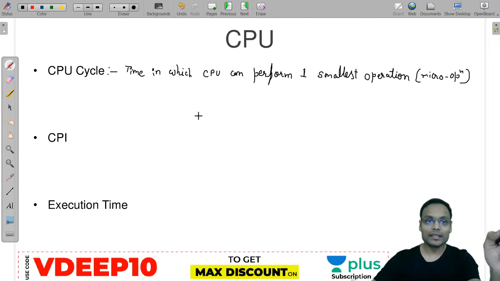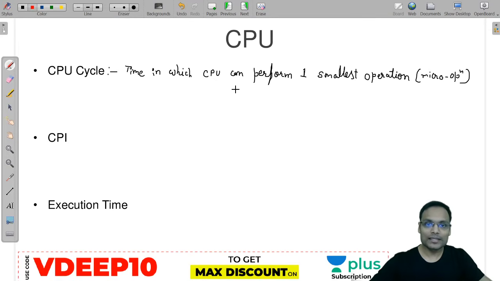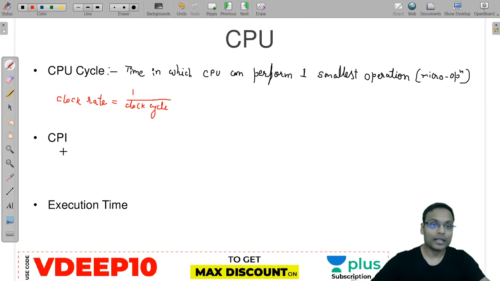Fine. So if I'm saying CPU takes some time to perform one smallest operation, that is called CPU's cycle time. If CPU cycle time is this much, t, then can you tell me what is the CPU's clock rate? It is the frequency, with what rate CPU can perform the operations. So clock rate will be very simple, 1 by clock cycle time. Very simple. Right or wrong? Yes, of course, it's very simple. Clock rate is nothing but 1 by time. Right? Next is what? CPI.